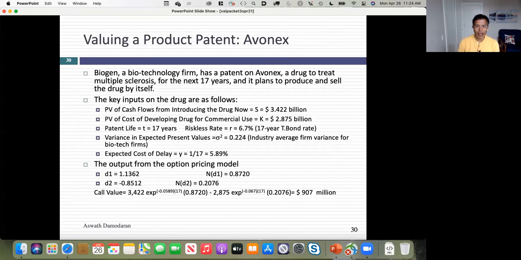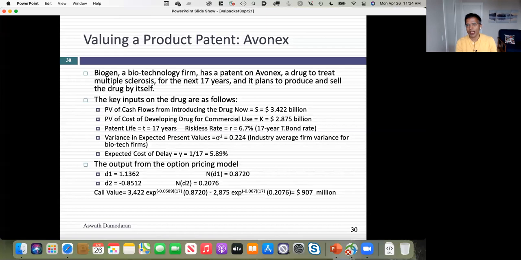So I know that's abstract, but let's try this out. This was from about 20 years ago. A company called Biogen, it's still around now, it's now a much bigger company than it was then, had come up with a drug called Avonex. And they felt it was going to be a blockbuster drug to treat MS. So 17 years left in the patent. I'm going to take that particular example and use it.